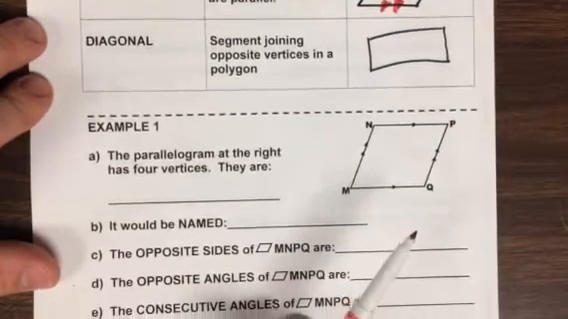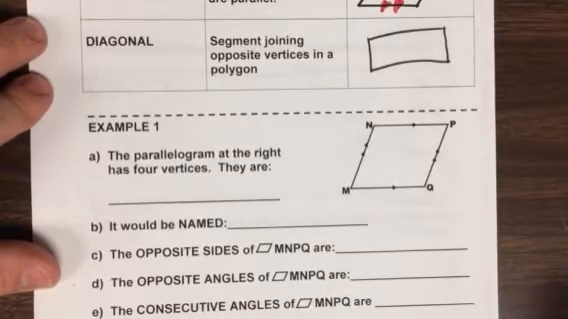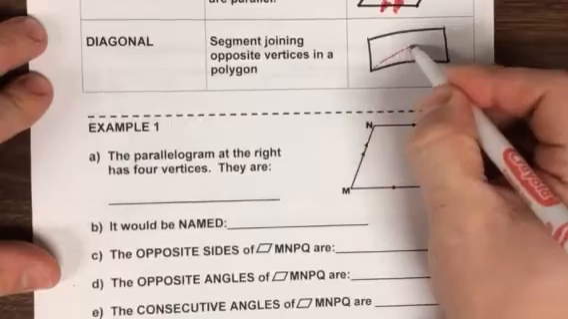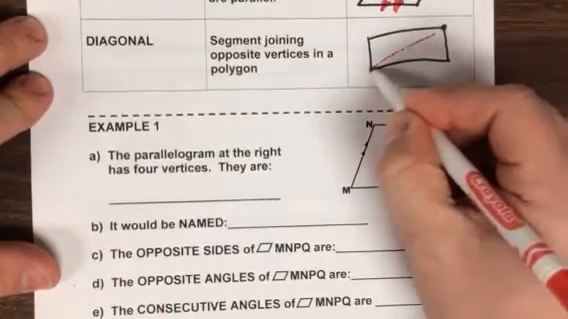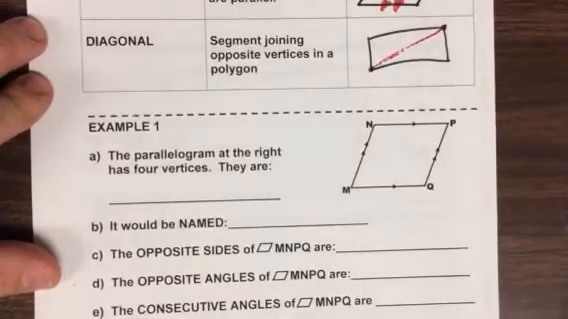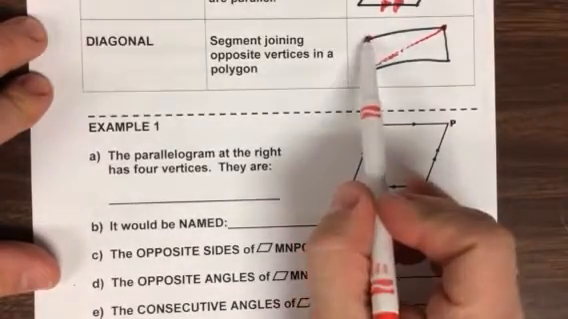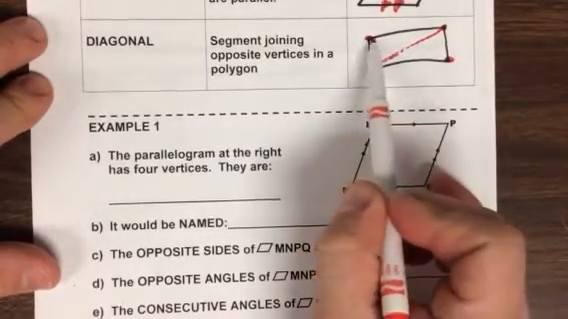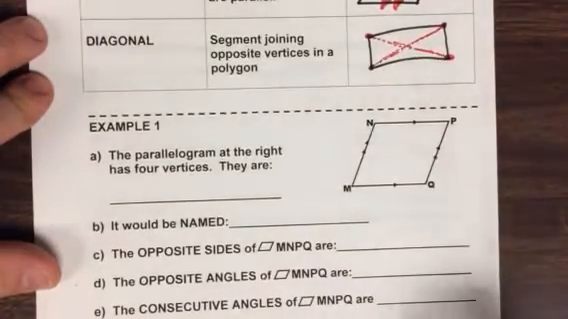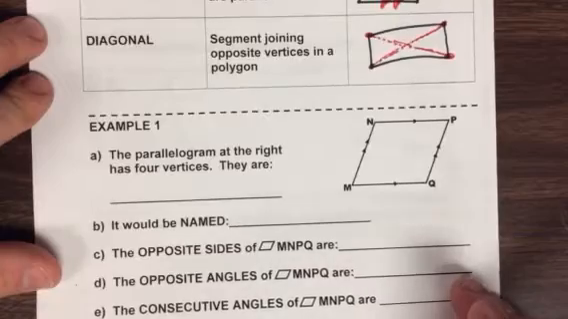Diagonal. A diagonal is a segment joining opposite vertices in a polygon. Well, in a quadrilateral, if I go from one vertex to the other, this right here would be considered a diagonal. There would be a secondary diagonal going from this vertex to this vertex. Right here would be considered a diagonal. It is a segment connecting two non-adjacent endpoints.